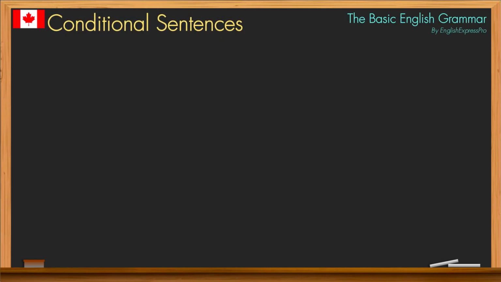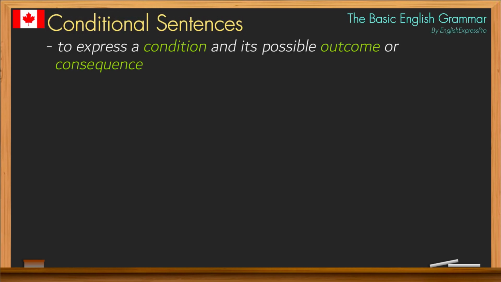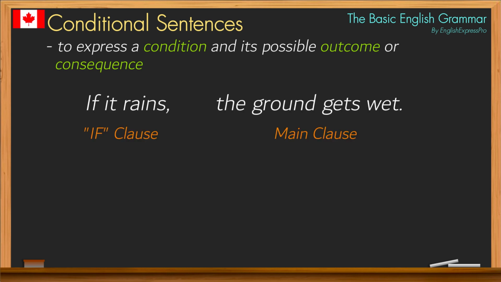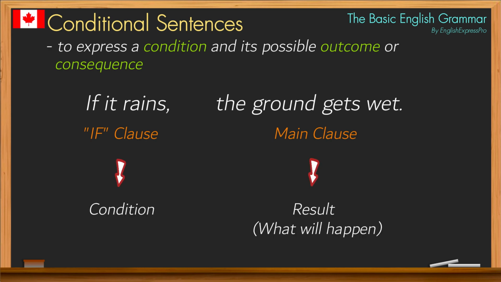Conditional sentences are sentences that express a condition and its possible outcome or consequence. They typically consist of two parts: the if clause and the main clause. The if clause states the condition, and the main clause states what will happen if the condition is met.